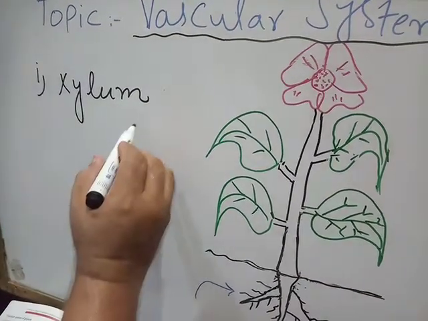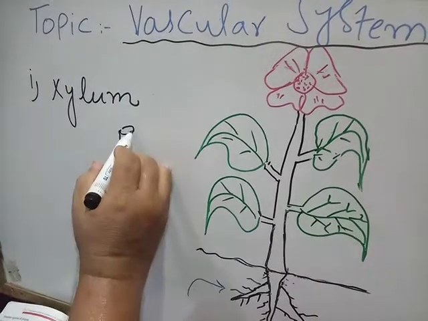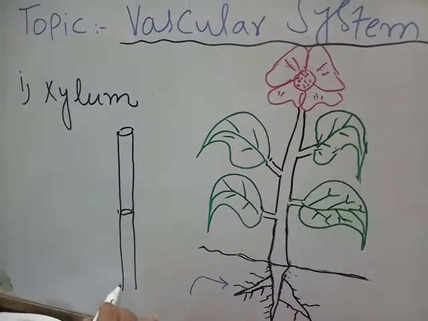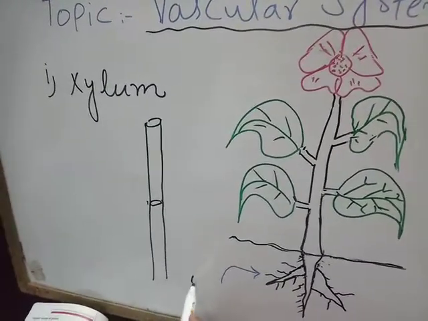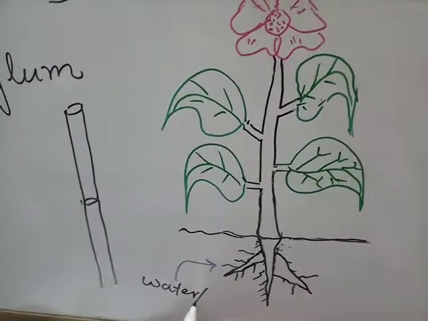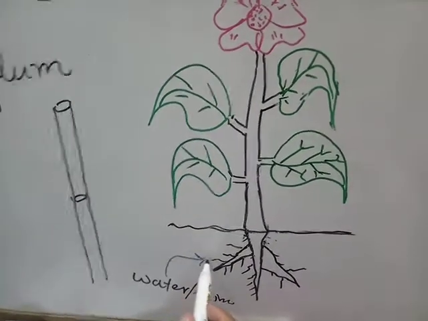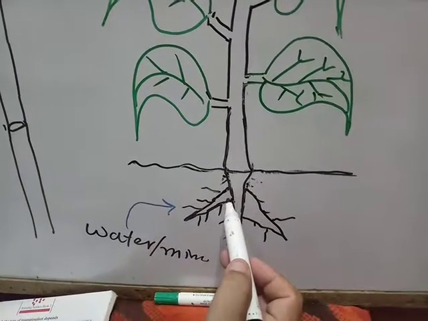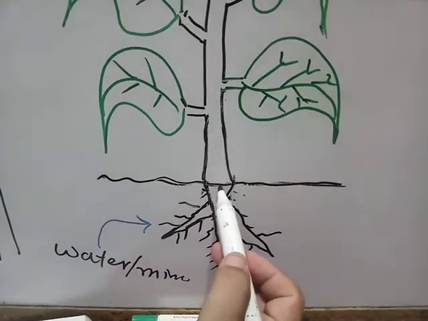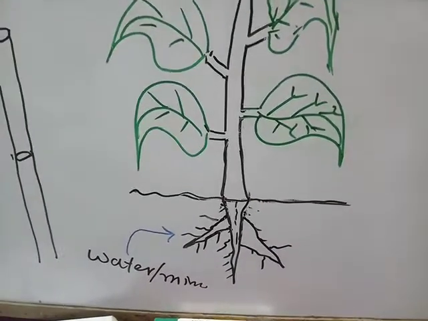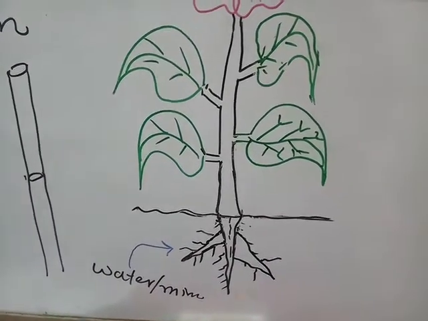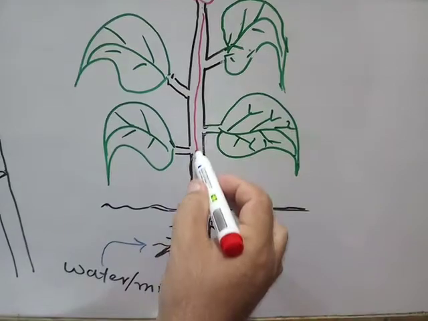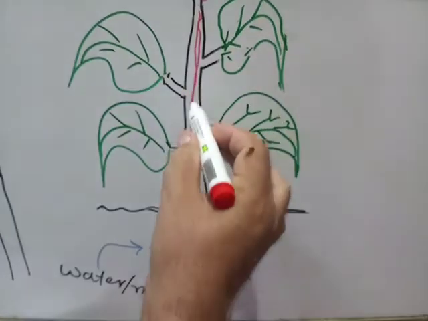Remember that the xylem tissues are long tubular cells. They are connected together. Let's say water and minerals are absorbed by the root hairs. Then, through the process of diffusion, these water and minerals go into the root. At the middle of the root, there are xylem tissues. These xylem tissues are connected with the xylem tissues of the stem.